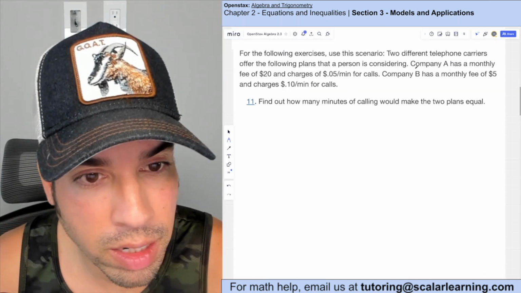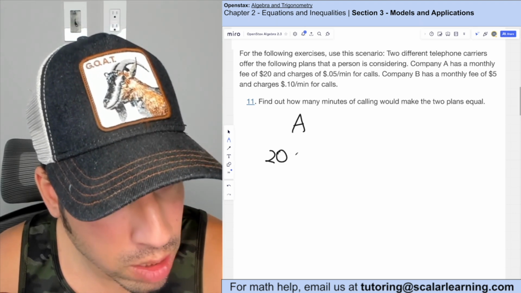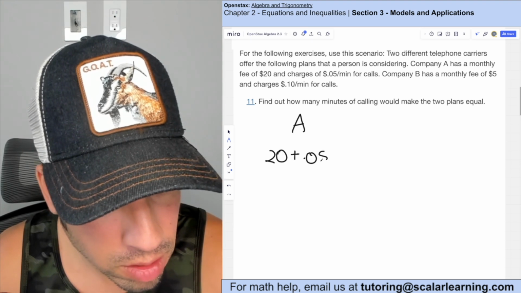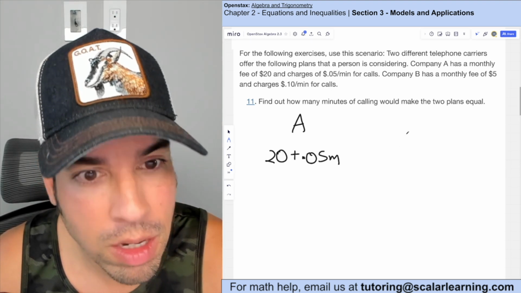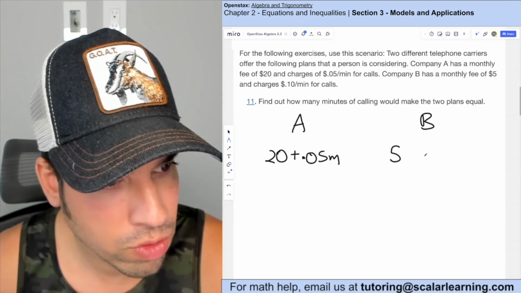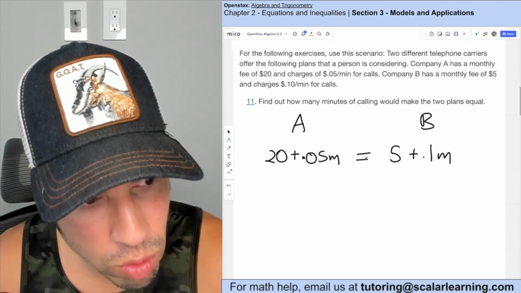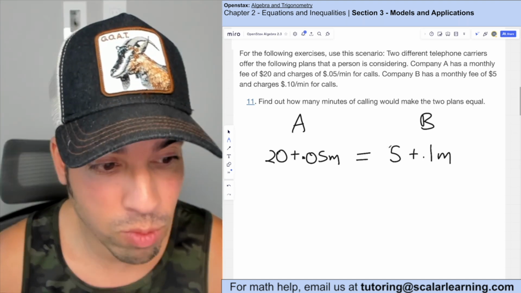So we need an expression for Company A, which would be a fee of $20 per month plus 5 cents per minute. So that's multiplying minutes. And for B, we have an expression of $5 flat fee and then 10 cents per minute. And we're trying to figure out when these two are equal, and that's it. Now we just solve for m, and we're going to have our answer.